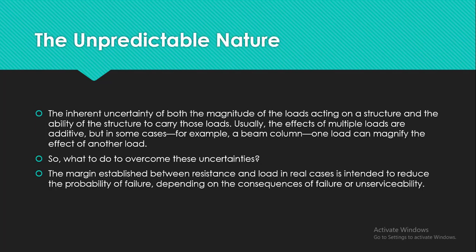The unpredictable nature, the inherent uncertainty of both the magnitude of the loads acting on a structure and the ability of the structure to carry those loads. Usually, the effects of multiple loads are additive, but in some cases, for example a beam column, one load can magnify the effect of another load. So what to do to overcome these uncertainties?